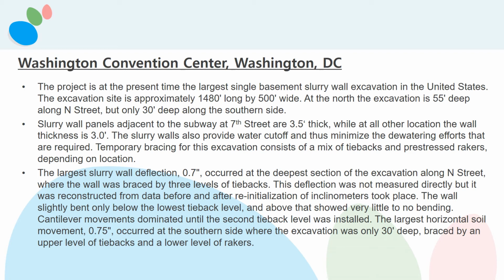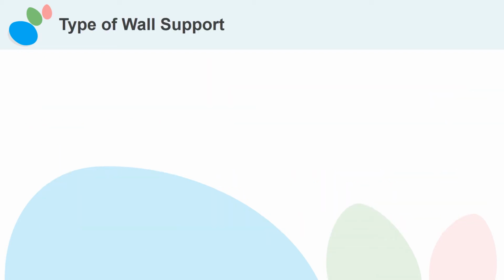The largest horizontal soil movement, 0.75 inch, occurred at the southern side where the excavation was only 30 feet deep, braced by an upper level of tiebacks and a lower level of rakers. Types of wall support are: 1.